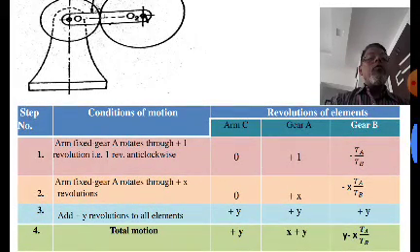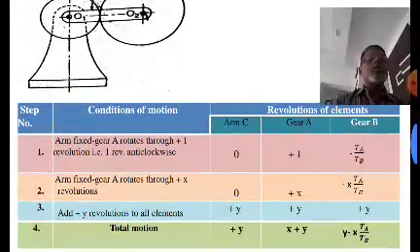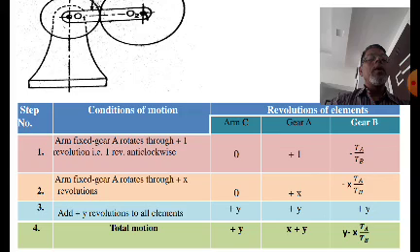Now instead of 1 rotation for the gear A, you consider x revolutions. So again, see, we have written here: arm fixed, gear A rotates through x revolutions. Now you have to multiply this x to row 1. So x into 0 is 0, that means arm revolution will be 0, gear A revolution is x, and the revolution of the gear B is x into Ta by Tb, negative, right?